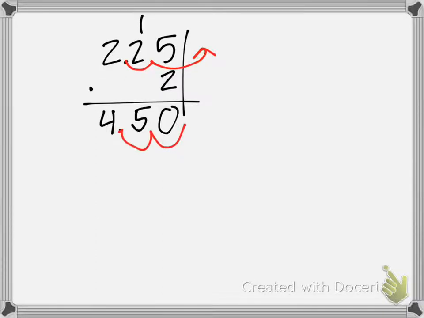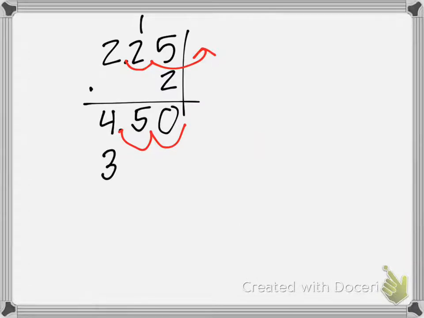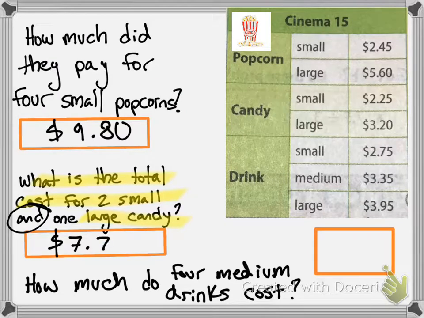But I also have to add, because it's and. And means add. A large candy. So I add $3.20, and this time I line up my decimals. So I get 0, 7, drop my decimal, 7. So I find out that my answer is $7.70. For this one, it was a 2-step problem. You can't just add them all and then multiply by 2.